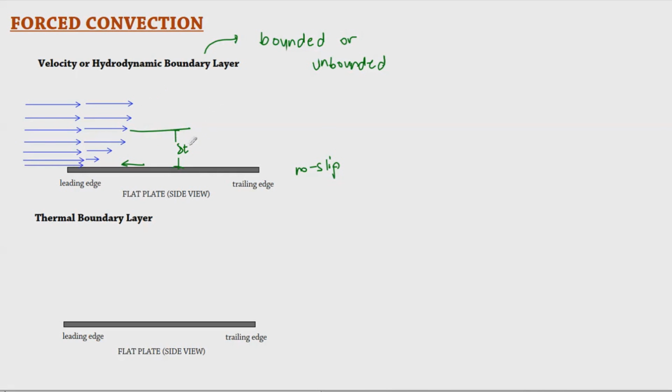So in this case, the hydrodynamic boundary layer thickness or the velocity boundary layer thickness would be equal to that distance. So that's the distance away from the boundary of our fluid conducting medium.